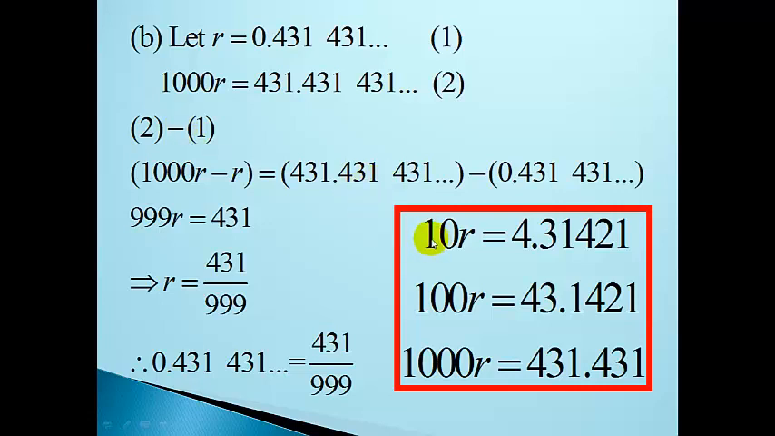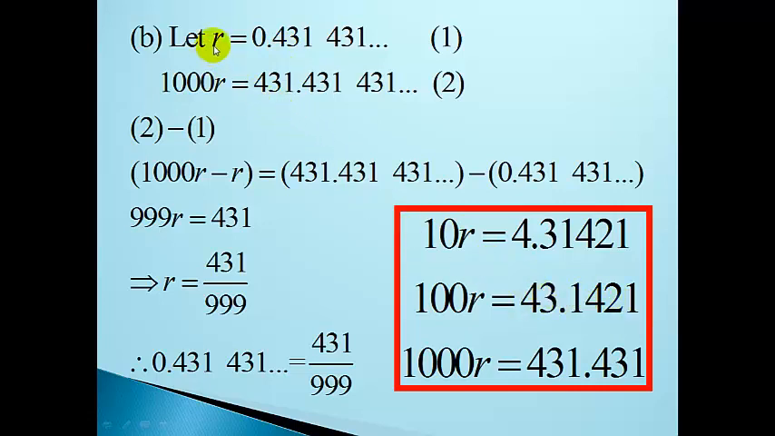Now, when we multiply the left hand side R by 10, we have 10R. And when we multiply the right hand side by 10, we have 4.31431. The recurring pattern has changed. That is why we did not consider multiplication by 10. When you multiply R by 100, you have 100R on the left hand side. But when you multiply the right hand side by 100, you have 43.1431. The recurring pattern has also changed.